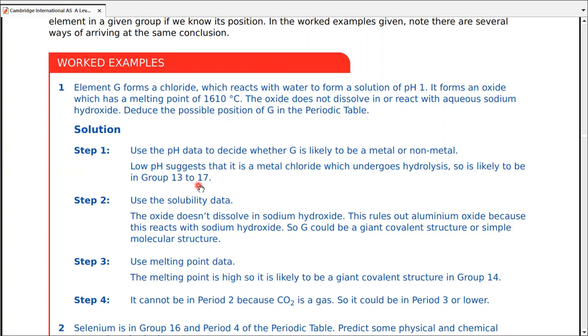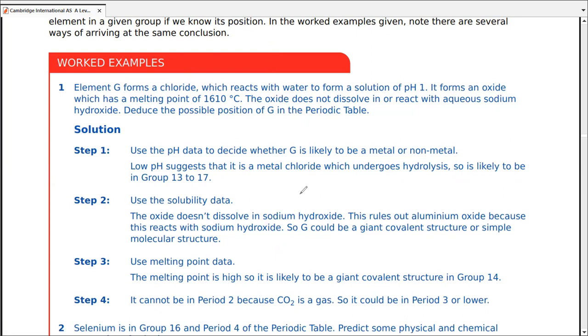Low pH suggests that it is a metal chloride which undergoes hydrolysis, so it is likely to be part of group 13 to 17. Okay. Using the solubility data, the oxide doesn't dissolve in sodium hydroxide. This rules out aluminum oxide because aluminum oxide does react with sodium hydroxide and forms an aqueous salt.